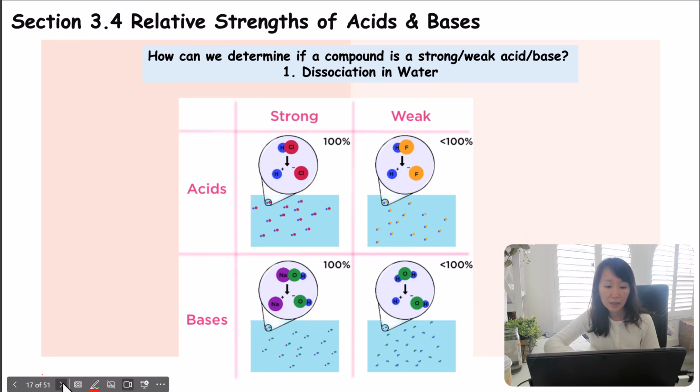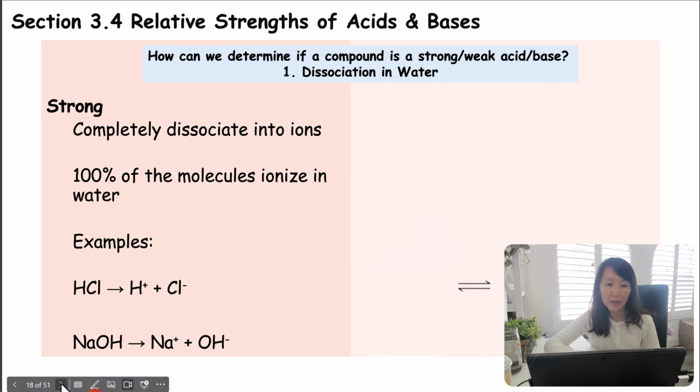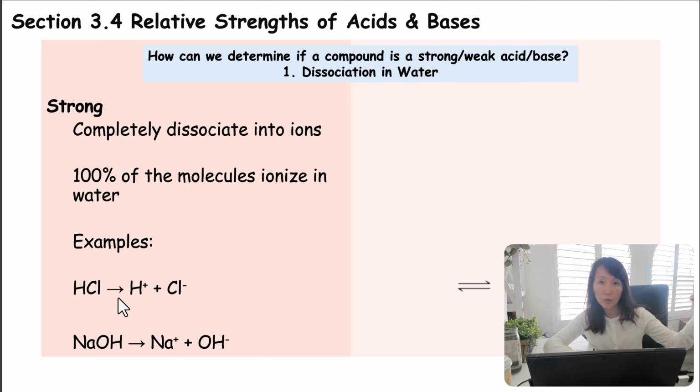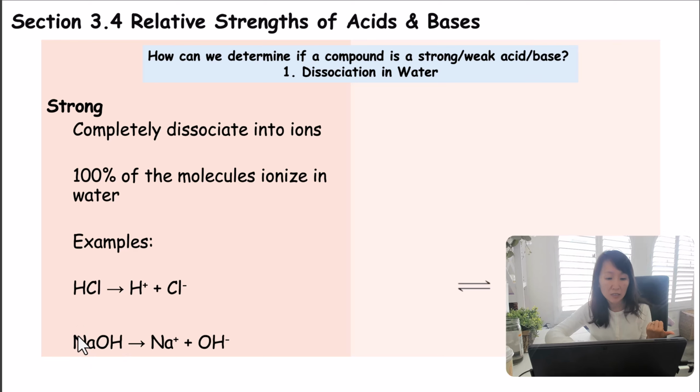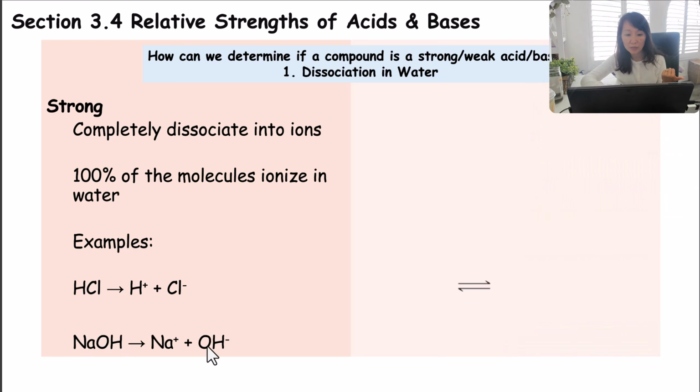So in other words, we can say that a strong acid, or base, will completely dissociate into ions, 100% of the molecules, meaning that if you look at these arrows, it will go in this direction, only in that direction. Very rarely is it going to go in reverse. And the same for sodium hydroxide. This is your base here forming into hydroxide here.